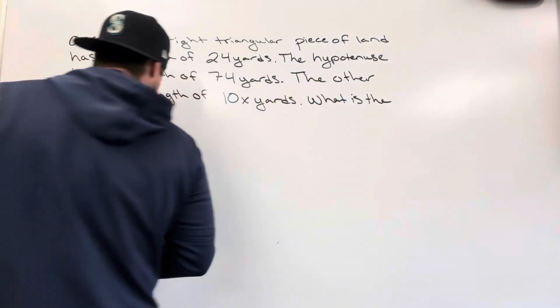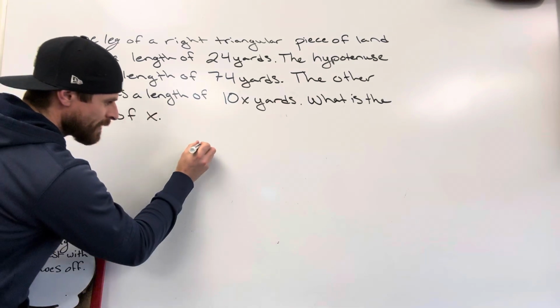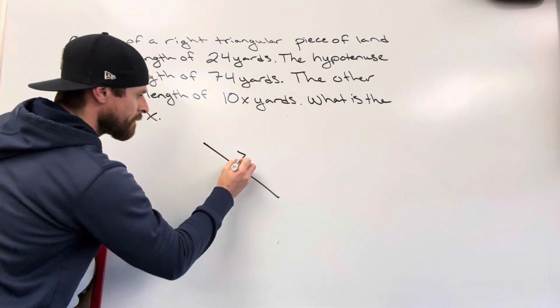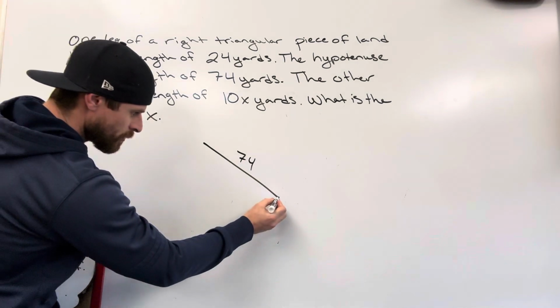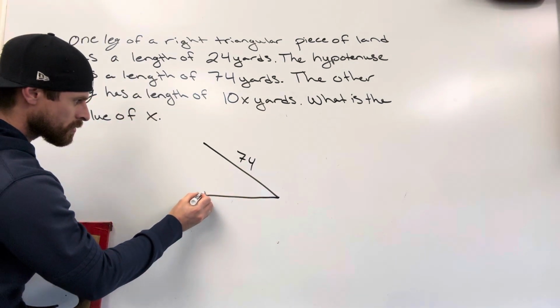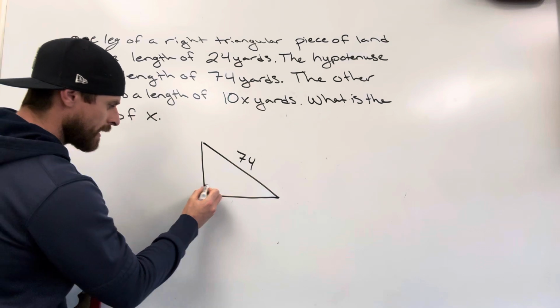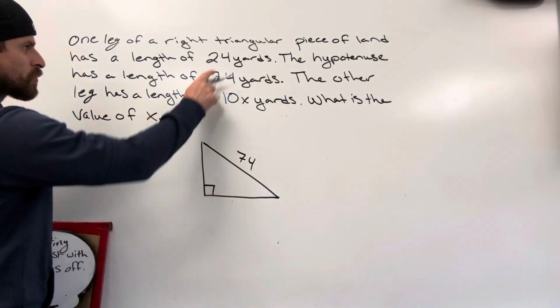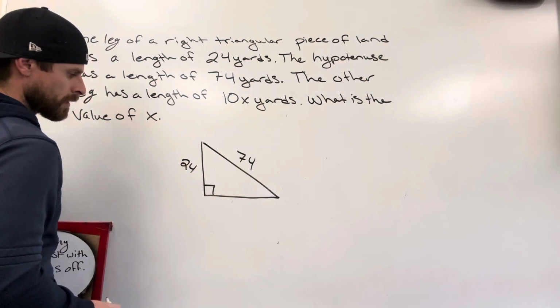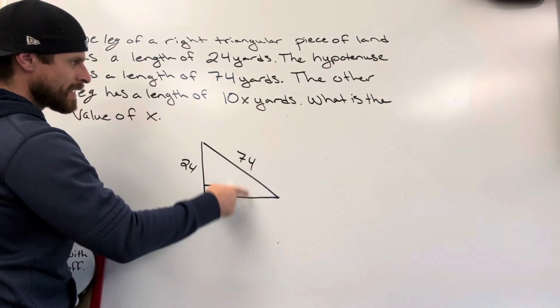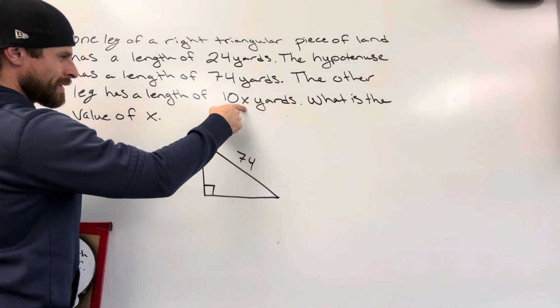We got this. All right, so the good news is they gave us the hypotenuse, 74. That's going to be opposite of our right angle. So what I can do is go straight across, straight up and down, make a 90-degree angle. And what I can say is 24 yards is either here or here. So let's go 24 there. Now this here is 10x. Okay, but I don't know what x is.